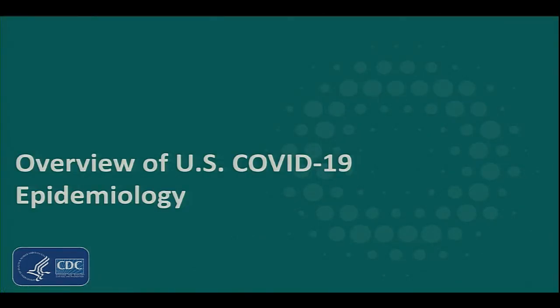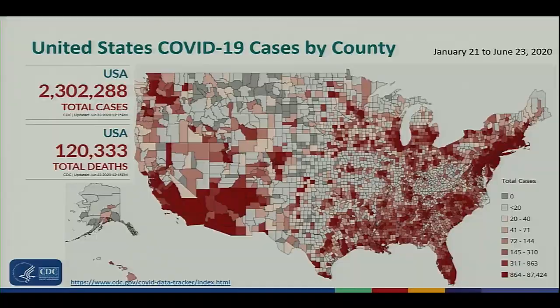Good afternoon. So first, I'm going to present an overview of U.S. COVID-19 epidemiology, and then epi among specific at-risk populations, and finally, a brief review of serology studies. So as of June 23rd, a total of 2.3 million cases have been reported to CDC, with 120,000 deaths. This map shows the cumulative case counts by county, with the darker red representing the larger number of cases.